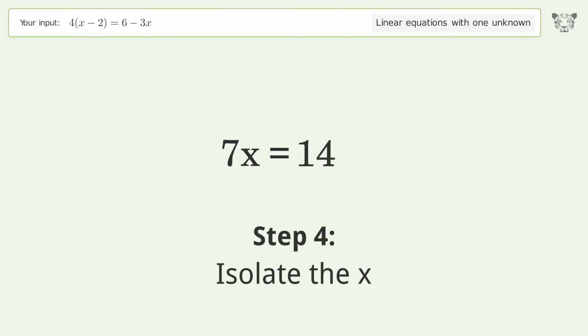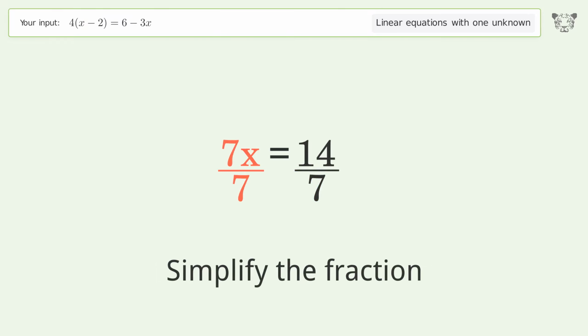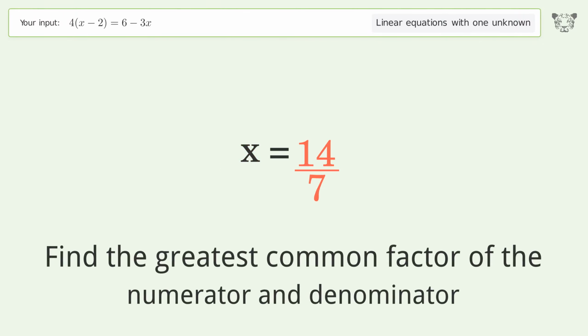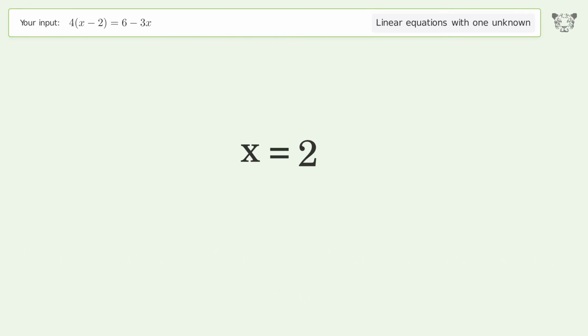Isolate the x. Divide both sides by 7. Simplify the fraction. Find the greatest common factor of the numerator and denominator. Factor out and cancel the greatest common factor. And so the final result is x equals 2.